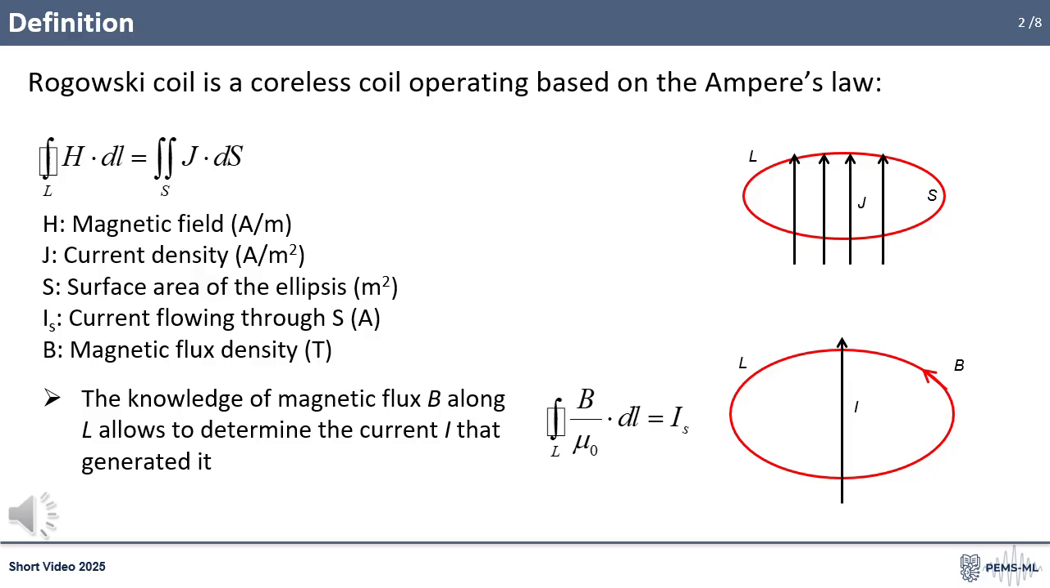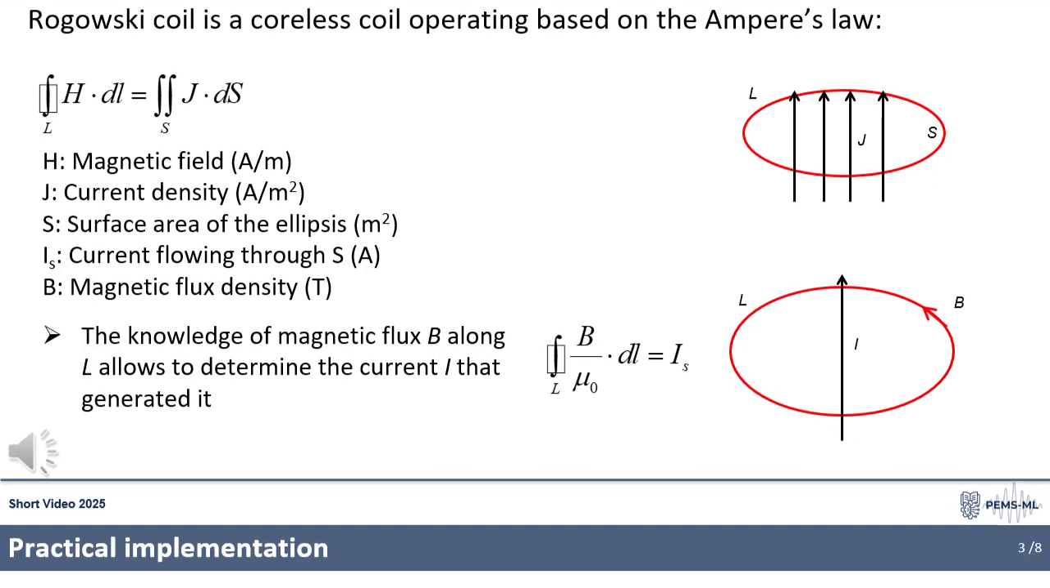magnetic core, thereby eliminating saturation and hysteresis effects common in ferromagnetic core transducers. Consider a conductor of length L, shaped into an elliptic loop enclosing a surface area S. If a separate conductor carrying a current IS with a current density J passes through this surface, the relationship between current, magnetic field, and magnetic flux density can be derived from Maxwell-Ampere's law as indicated. Therefore, the knowledge of magnetic flux B along L allows us to determine the current I that generated it.